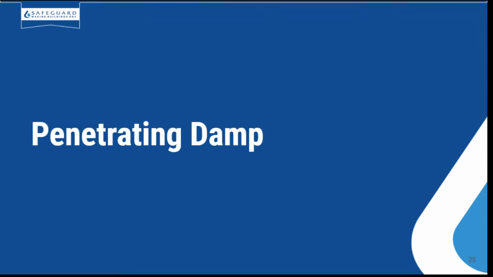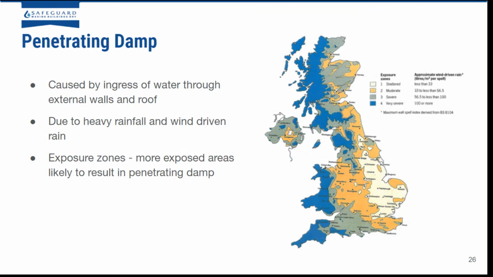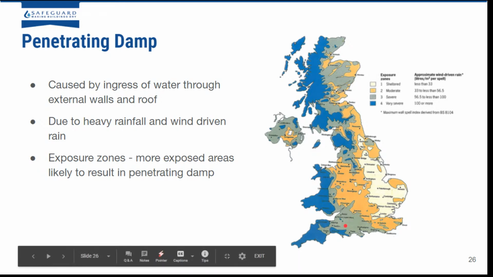Okay, so now looking at penetrating damp. This is caused by ingress of water through external walls and roofs. It's due to heavy rainfall and wind-driven rain. And one thing to bear in mind is the exposure zone map. This goes from 1, which is very sheltered, so not too much wind-driven rain, to 4, which is very severe, which means very severely exposed to wind-driven rain. And depending on which area of the country you're in, you're likely to have more or less issues with penetrating damp.